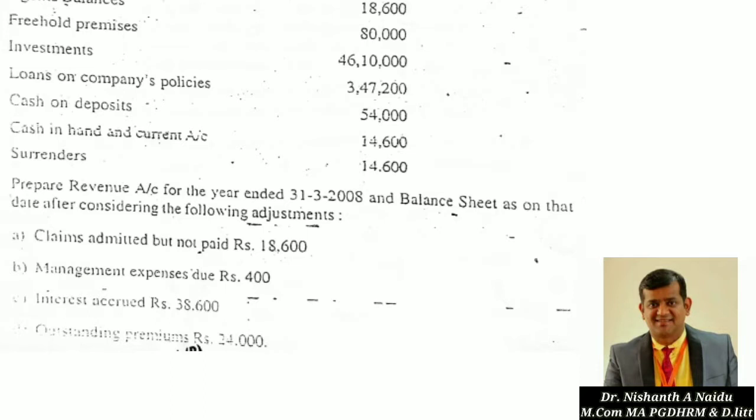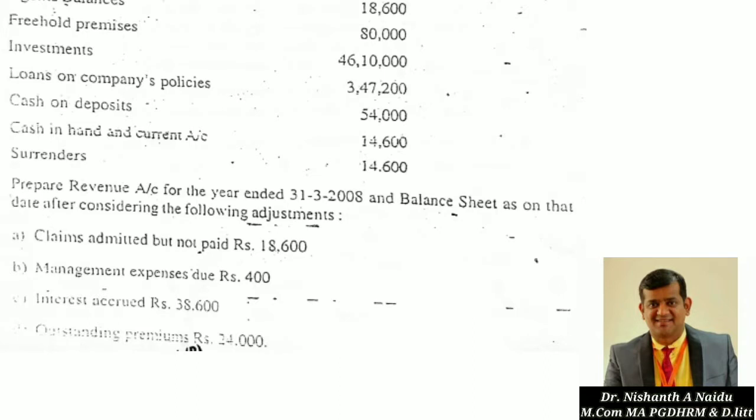So investment comes under which schedule number? Schedule number 8. Yes, mark it in front of investment as 8. Then you have loans on company's policies. See, loans on company's policies, so that comes under what? Obviously loans and advances. Correct. So loans and advances is schedule number 9.